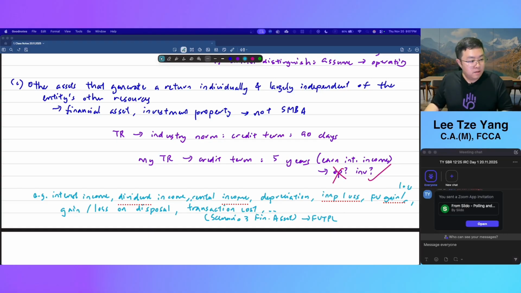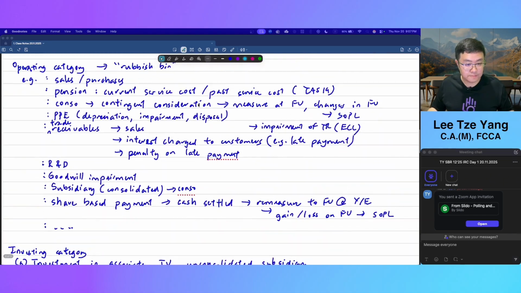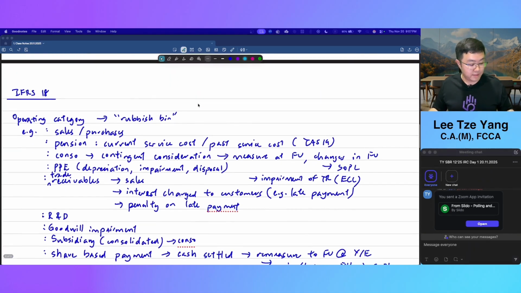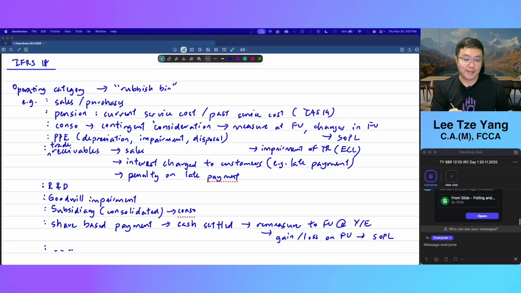9:05. Now, everyone, before the break, I talked about a few things. You learned about the operating category being like the rubbish bin. So I listed out a few things here for you. It's not comprehensive, because rubbish bin means if it doesn't fulfill investing or financing, it will go under here. I still need to tell you what is financing.